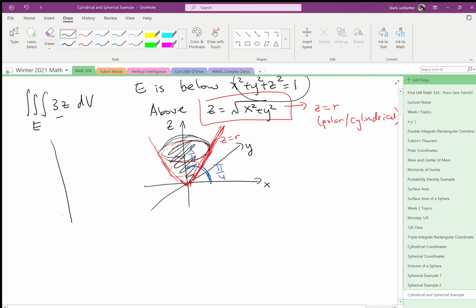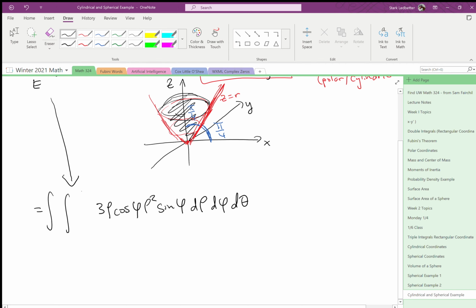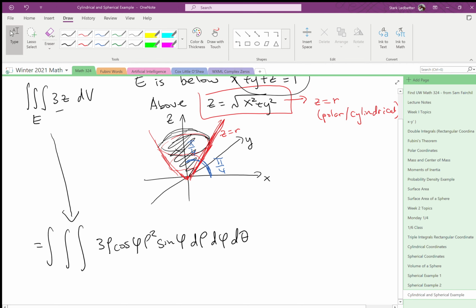Okay, so what actually happens here? This is actually cool. We're integrating, let's see, z is fine, so this is 3 rho cosine phi, which is z, right? And then we need a rho squared sine phi d rho d phi d theta. Okay, we've got 3 integrals. Rho, what's the maximum possible distance from the origin is 1, right? So rho goes from 0 to 1.